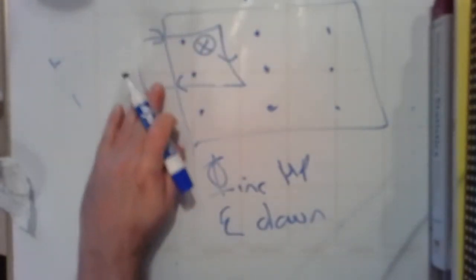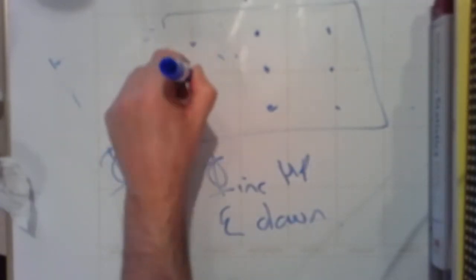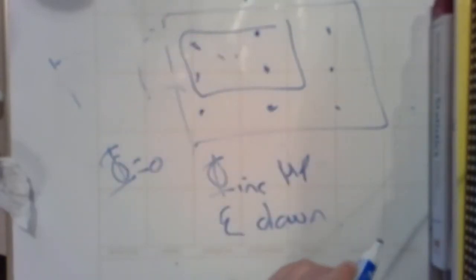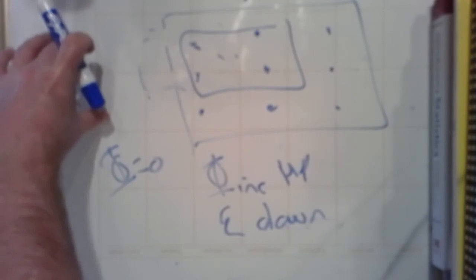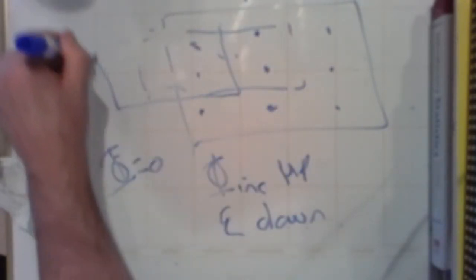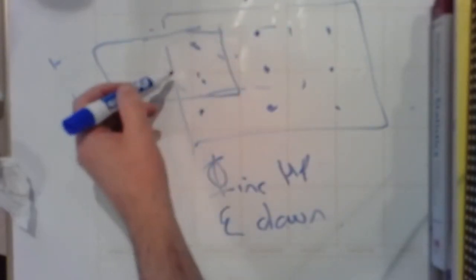Okay, what if I already have my rectangle here in the magnetic field and I try taking it out of the magnetic field? Well, then I'm going to be losing some of these. Now I went from, I had 4 dots. Now I've only got 2 dots.